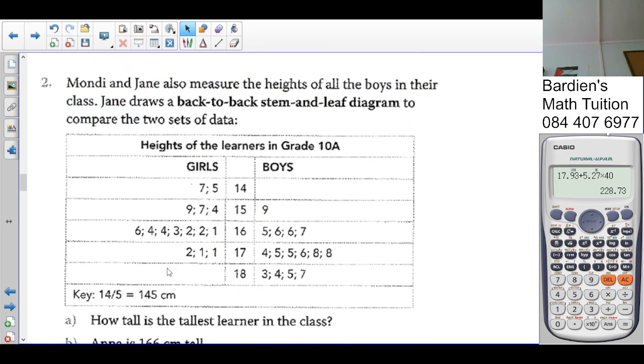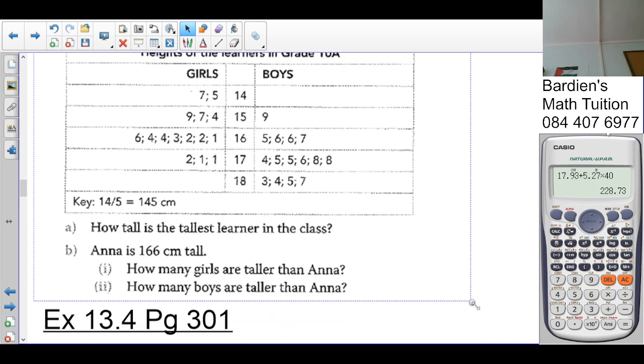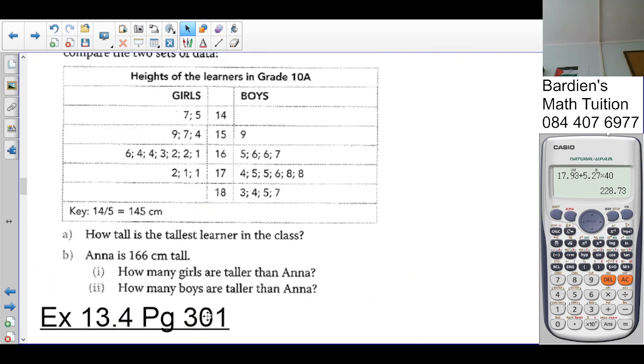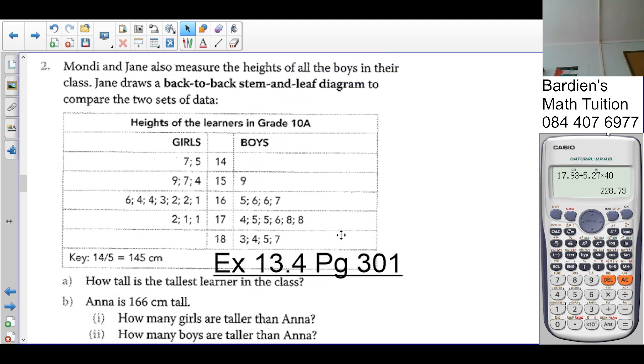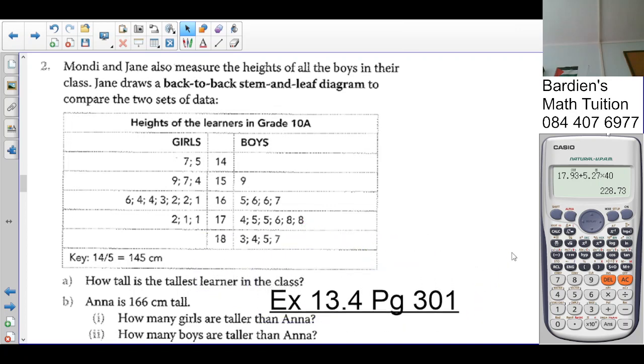Alright, are you guys done with number 2? Why are you guys not doing your work? You want to know your results? Since you don't want your results, I'll give it to you Monday. Okay. Right, this is number 2. Let's do number 2 quickly.